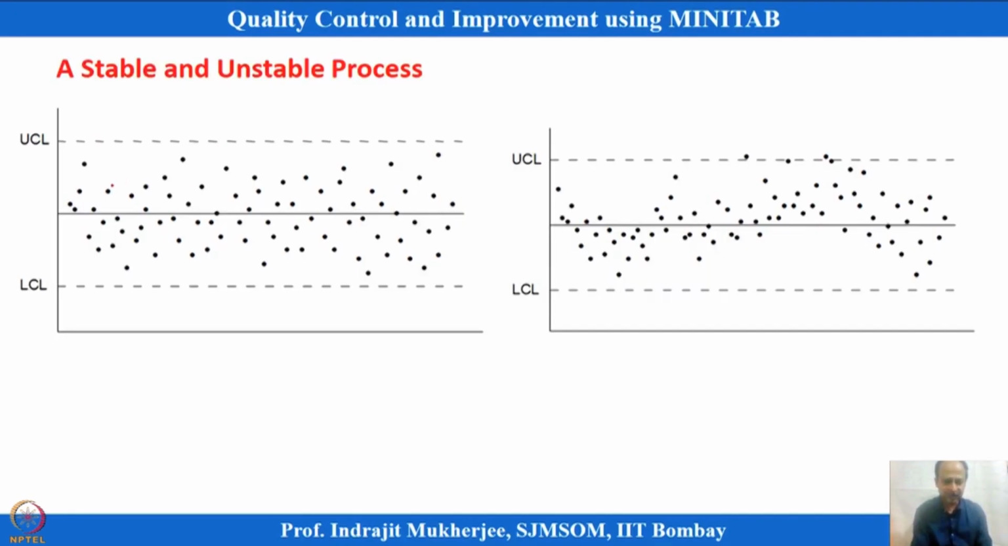So, whenever I see this kind of pattern where this is the central line, x double bar or R bar, whichever chart you are using, and points are on both sides of the central line, and there is no abnormal pattern that we see, then this is a stable process. But a scenario can be that one point goes outside like this, and this is an unstable process. So, we can say stable and unstable process like this.